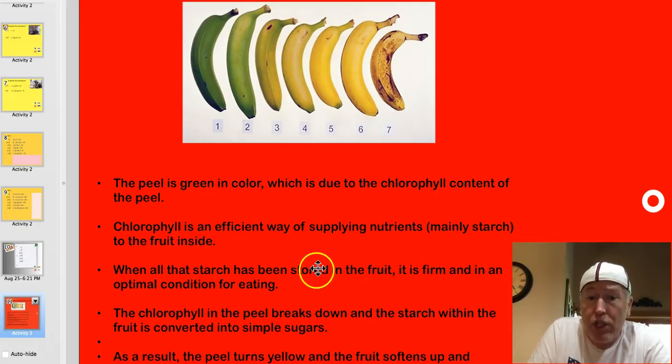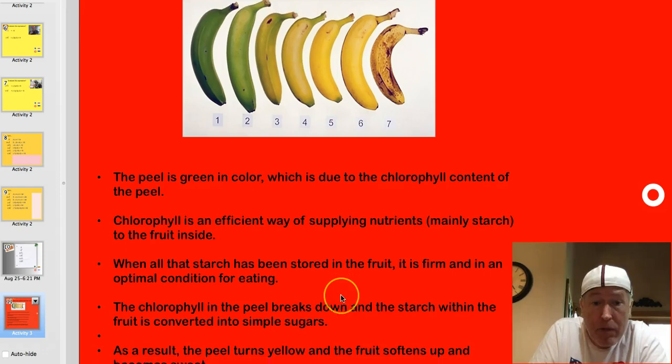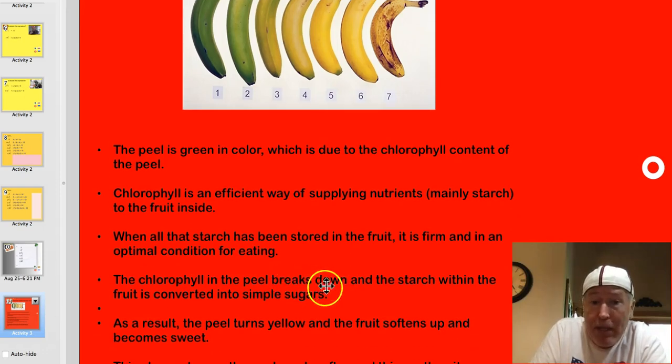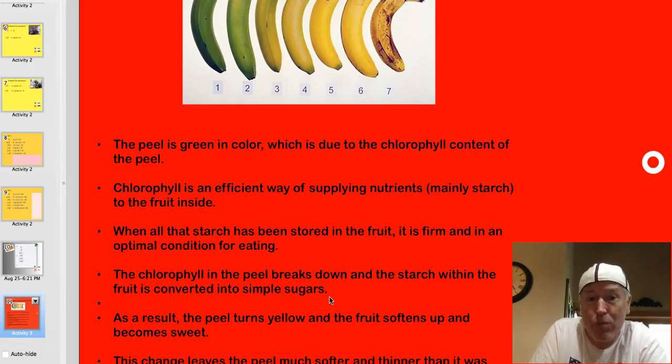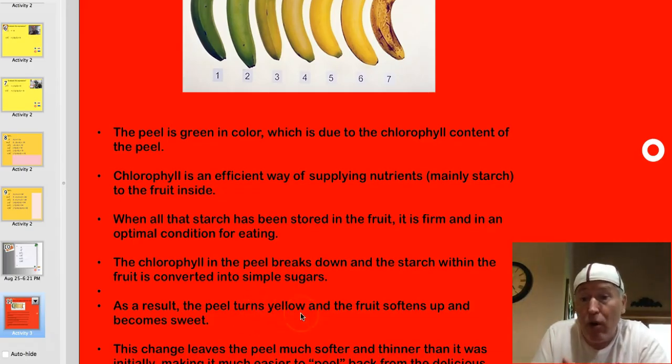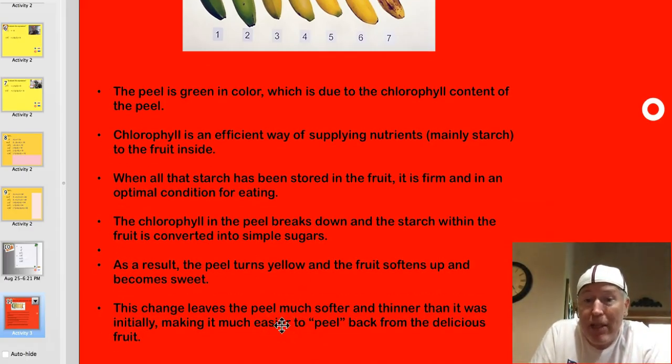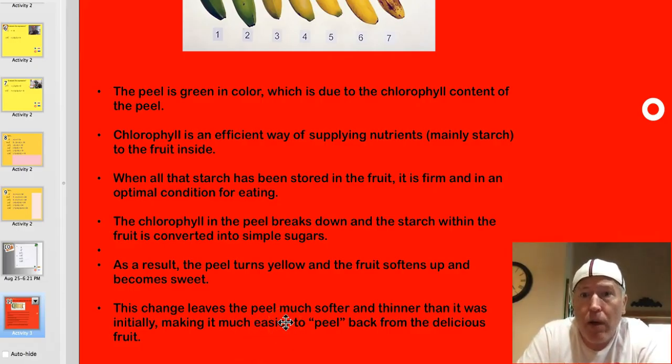All right, so when the starch has been stored in the fruit and it's firm in an optimal condition for eating, right? So then the chlorophyll in the peel breaks down, and the starch within the fruit is converted to simple sugars. That's right, because as it ripens, the banana gets sweeter. As a result, the peel turns yellow because the chlorophyll is leaving it. The fruit softens up and it becomes sweet. And this change leaves the peel much softer and thinner, because you've all had a banana. You know, the black ones, the peels are very, very thin, right? So anyway, it's easier to peel and it's more delicious that way too. So as the chlorophyll leaves, the banana turns yellow.